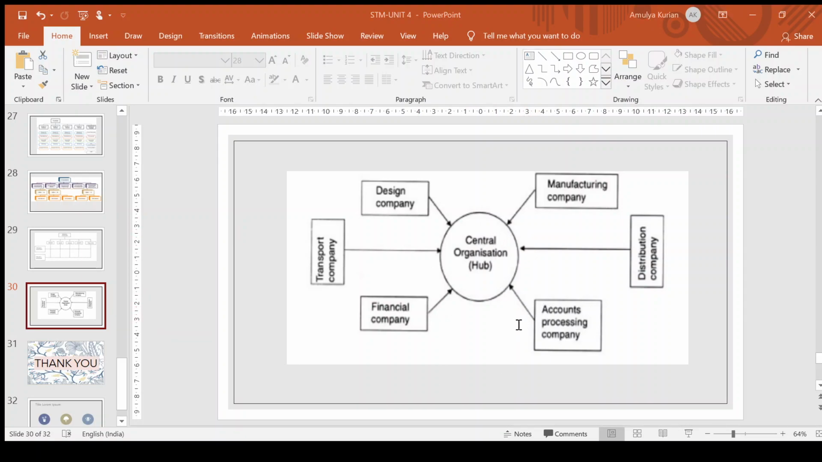There is one more thing called virtual organization. It is an extension of network structure. The virtual organization consists of a network of independent companies, suppliers, customers, or even competitors linked together to share skills, costs, markets, and rewards. That is how it works in a virtual organization.